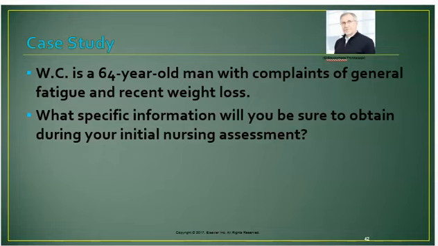Here's a case study for you. WC is a 64-year-old man with complaints of general fatigue and recent weight loss. So, you're the intake nurse. What information will you be sure to obtain? Okay, all those things we talked about. What is his previous health history? Has he had a lot of repeated infections? Has he had a personal history of having cancer or chemotherapy? Has he been exposed to toxic chemicals or radiation? What does he do for a living? Where has he lived? Does he have a fever? GI problems? What are his actual symptoms?